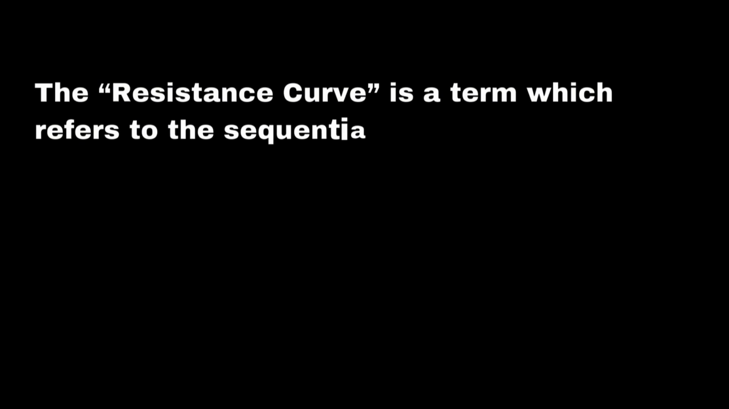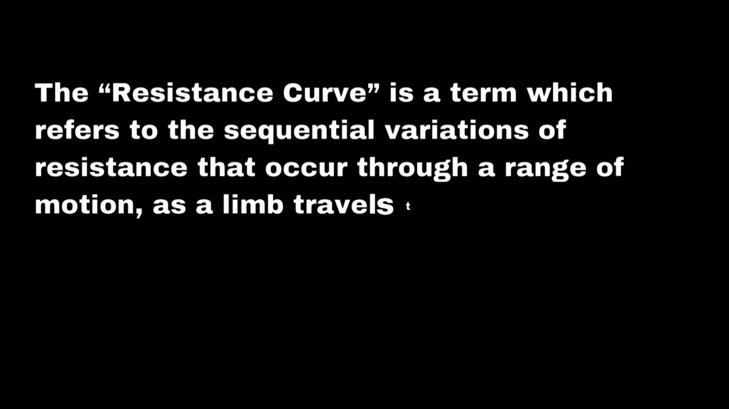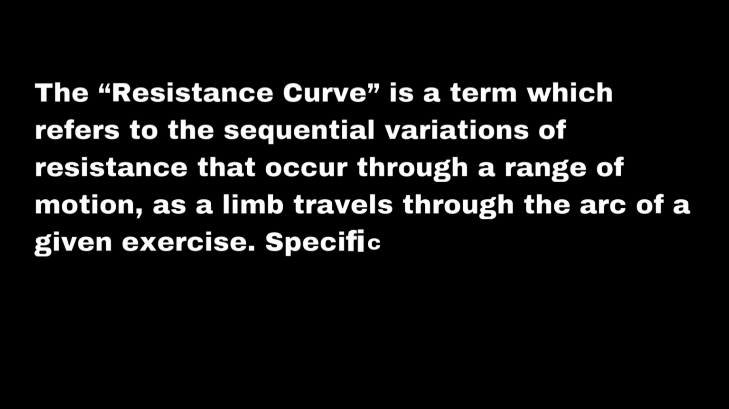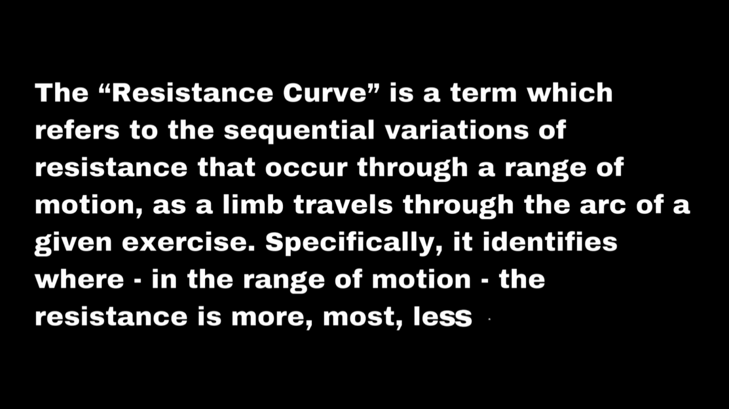The resistance curve is a term which refers to the sequential variation of resistance that occurs through a range of motion as the limb travels through the arc of a given exercise. Specifically, it identifies where in the range of motion the resistance is more, most, less, and least.